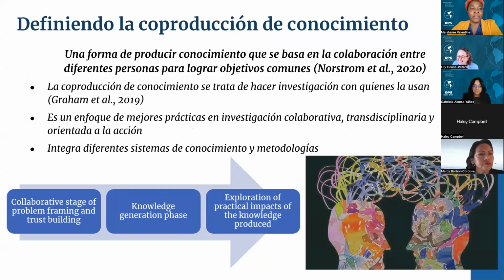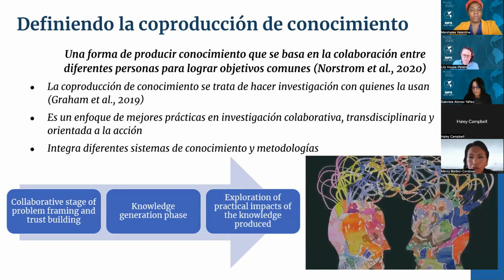All right, so we'll just move into knowledge co-production. And as we can see in transdisciplinary research, knowledge co-production does form an important part of research that seeks to promote this integration that we keep speaking of. And what is knowledge co-production? Let's start by defining it. It is simply a way of producing knowledge that is based on collaboration between different people to achieve common goals, right? It is action-oriented research with those who use it, and the involvement of stakeholders who are academic and non-academic.